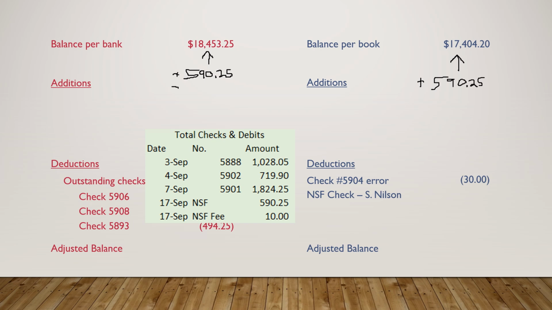But it subtracted that amount when the check turned out to be bad. And it also subtracted $10 as a penalty. Consequently, we have to subtract $600.25 to make our records reconcile. Note that whenever a bank applies a penalty fee to our account for an NSF check, the company will pass that fee on to the delinquent customer. Doing so deters him or her from paying with bad checks in the future.